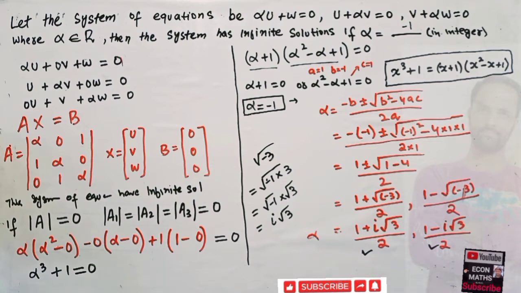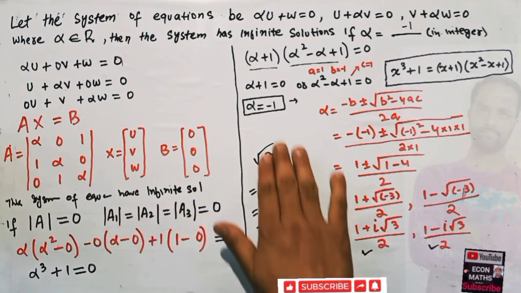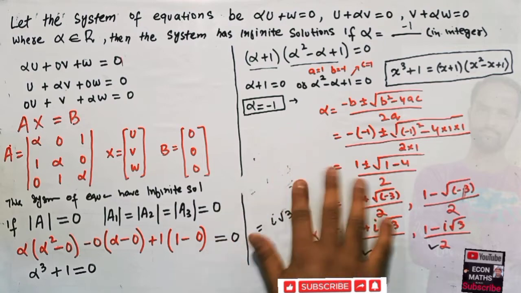Another point that I want to make here is that the determinant of these matrices should be equal to 0. How do we find out these determinants of these matrices? It is simple.